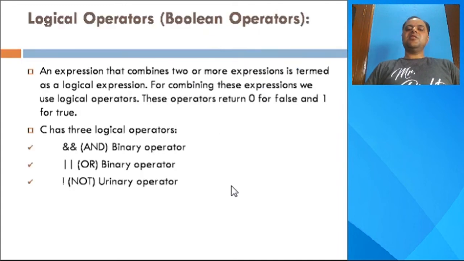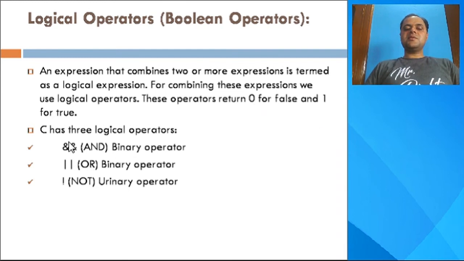Now let's discuss logical operators, or we can say Boolean operators. An expression that combines two or more expressions is termed a logical expression. So when we combine two or more expressions, we call that a logical expression. For combining these expressions, we use logical operators. These operators return 0 for false and 1 for true.